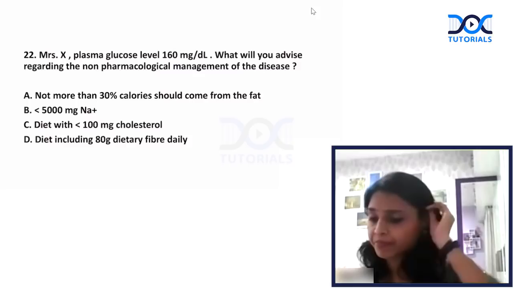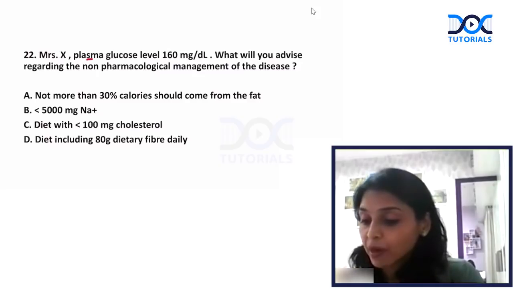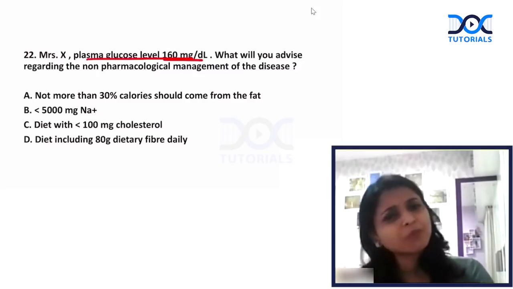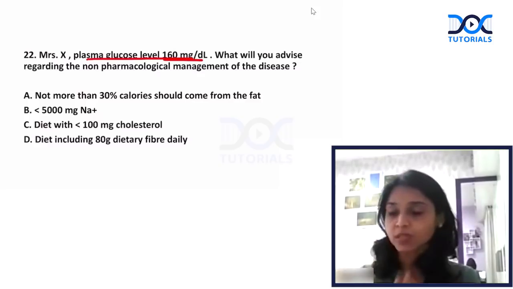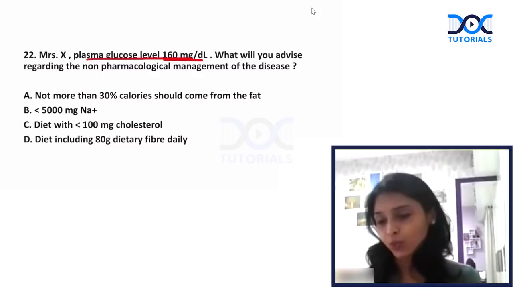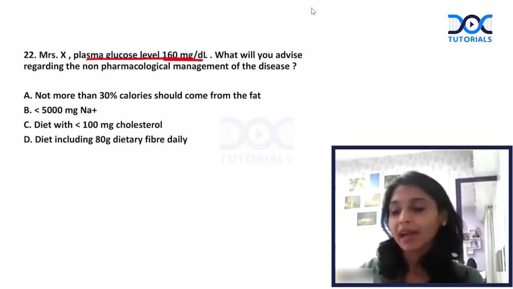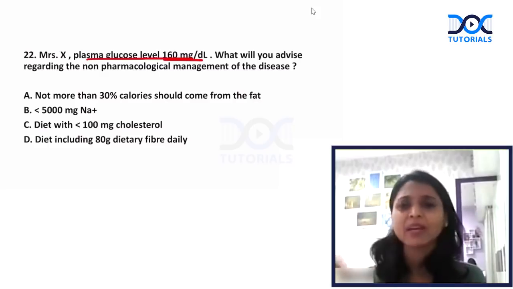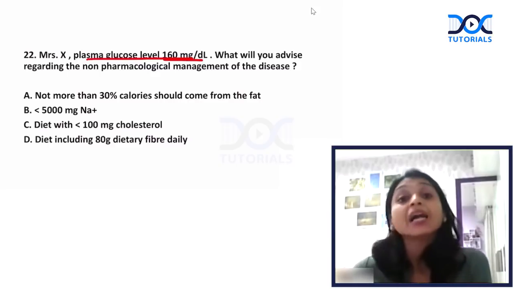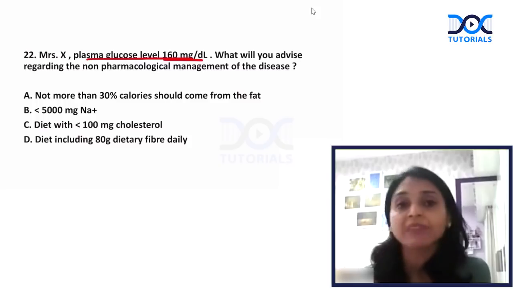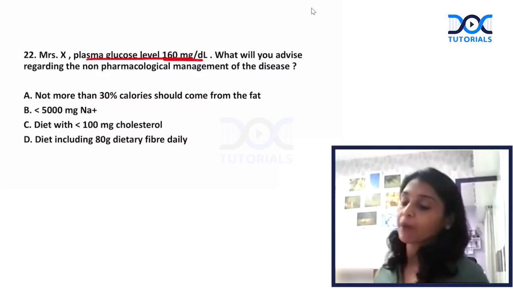What did you write? The plasma glucose level is 160. Let's assume that it was fasting. So naturally, this is a case of diabetes. Let's assume this is a case of diabetes because they're asking about diabetes only. And 160 is not that much of a higher value. So this might be a newly detected case, and they haven't mentioned that this person has any complications. So this is an uncomplicated case of diabetes because they haven't mentioned any complication, and the value is also not that big. So which are the non-pharmacological management?